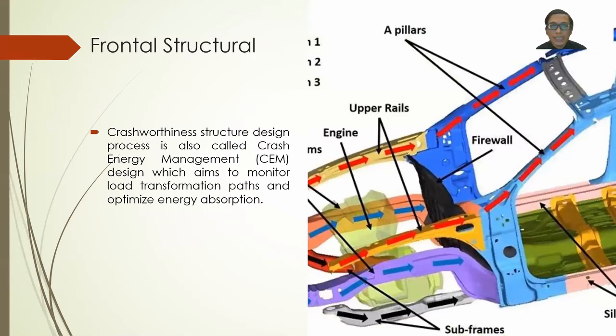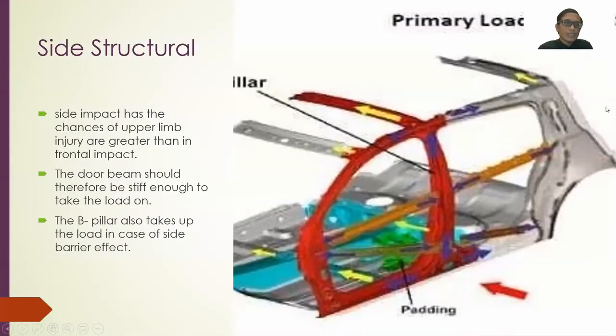Frontal structure. The critical part of the frontal structure is the A pillar. The A pillar absorbs the most impact energy in this accident. Crashworthiness structure design process is also called crash energy management (CEM) design, which aims to monitor load transformation path and optimize energy absorption.